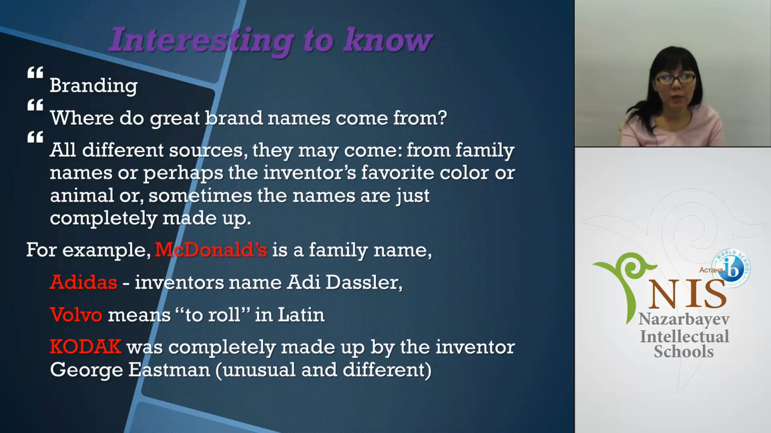So where do great brands come from? There are a lot of different sources, like family names and the names of inventors. For example, McDonald's is a family name. Adidas is the inventor's name, Adi Dassler, so he just joined his name and a brand appeared like Adidas. And Volvo means "I roll" in Latin, and we still know this name and recognize it. And Kodak was actually made up by the inventor George Eastman, meaning unusual and different. So he created this word and we still recognize it, but no one actually thought about the meaning of this.